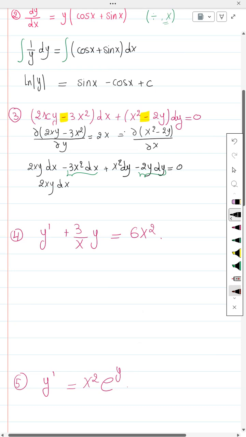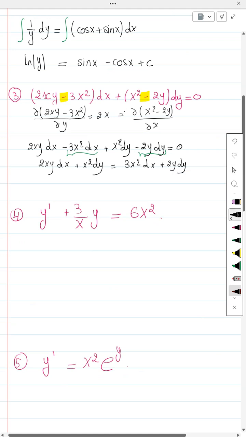2xy dx plus x squared dy equals 3x squared dx plus 2y dy. As you can see here, this is the derivative of the product of two functions, as we said before. Between 2x and x squared, the primitive is x squared, so we write x squared, and between y and 1, it's y.